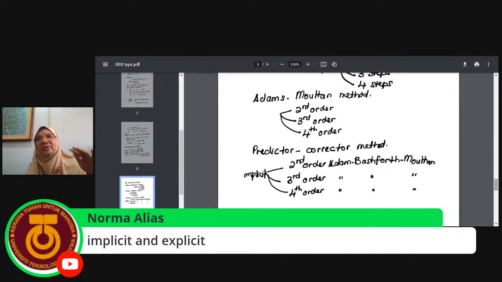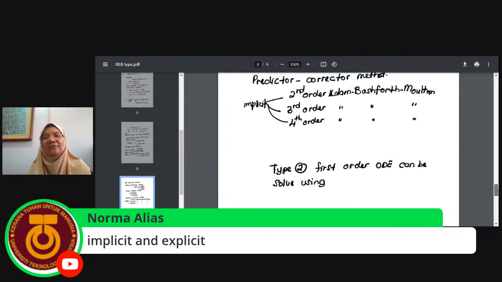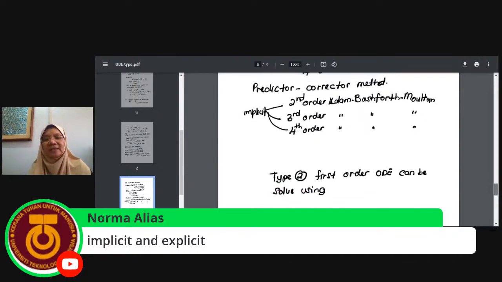Now we learned already about the explicit, to get the early data, for example, y0, y1, y2, y3. And then the next, to get y4, we start using the Adams-Moulton method as a corrector of the predictor method. So in this case, we learn second order Adams-Bashforth-Moulton, third order Adams-Bashforth-Moulton, and fourth order Adams-Bashforth-Moulton method. All right, so we are going to finish here for these few weeks.